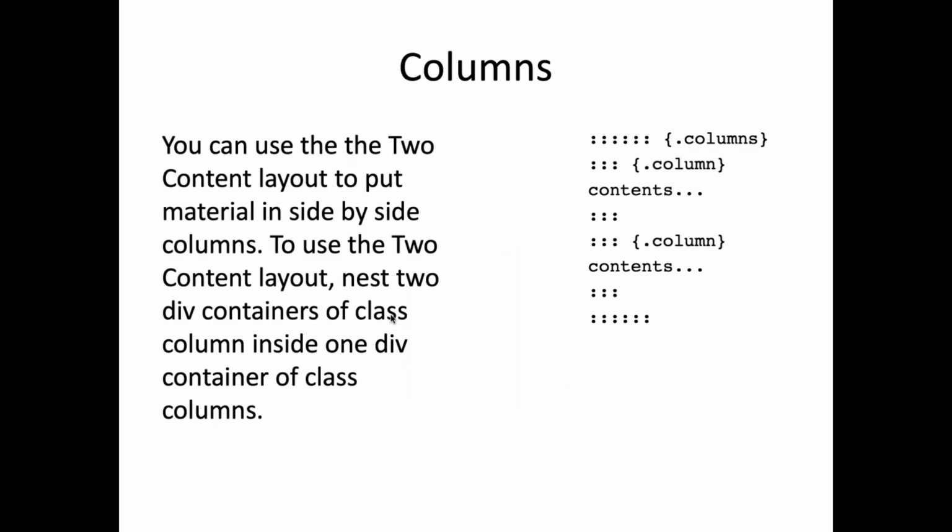It also supports these really nifty features like columns. So columns are great. What you do here is you create this fence. This is called a fenced div, and you put all the contents for the first column here, and you put all the contents for the second column here, and then it will show up in your two-column layout. It's called the two-content layout. It's two columns and two contents and two columns.